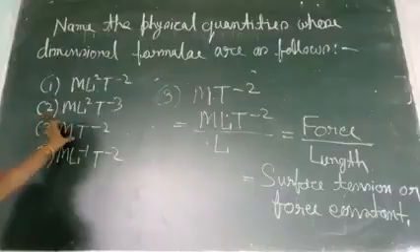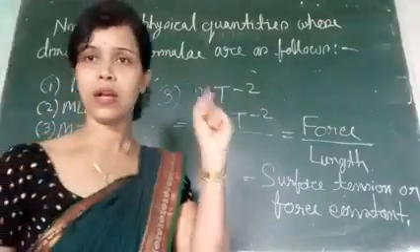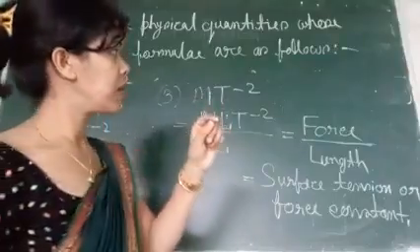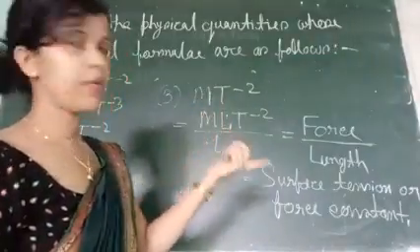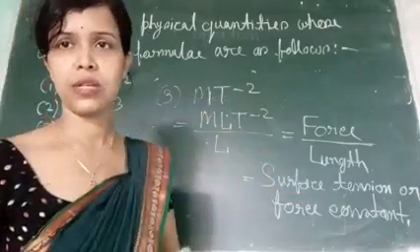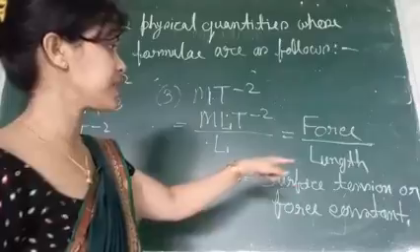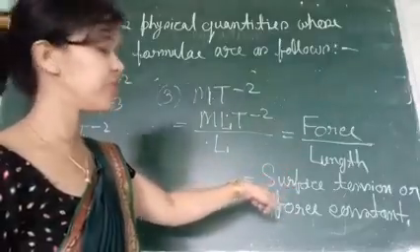So in this way, from this dimensional formula M T to the power minus 2, we can come to know that the name of the physical quantity is surface tension or force constant.